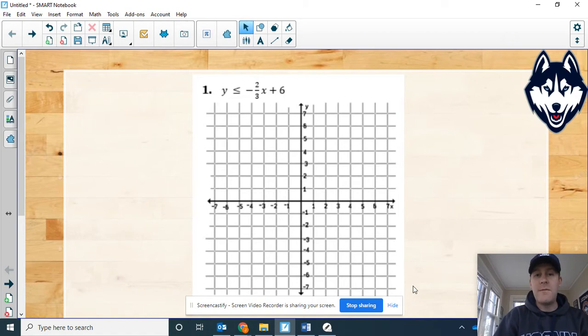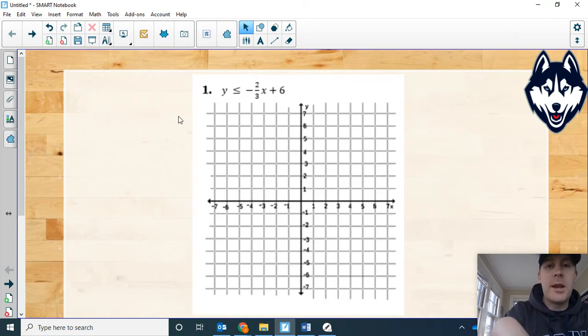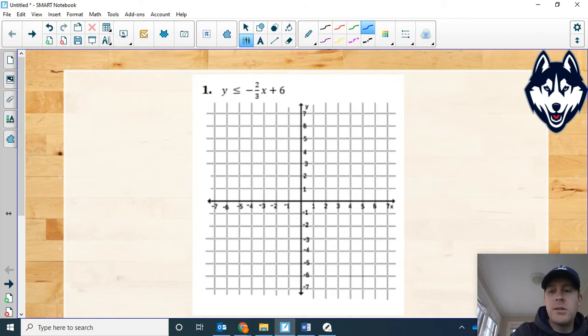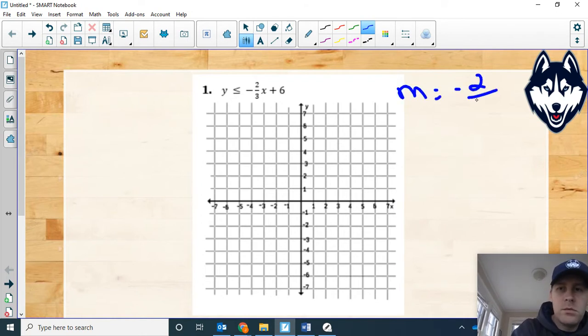Okay, so we're going to start by identifying what the slope and the y-intercept of this equation is. Okay, so I'm looking at the way it's set up, and I notice that, remember, mx plus b, so its slope is negative 2/3. And its y-intercept, or its b value, is the point (0, 6).